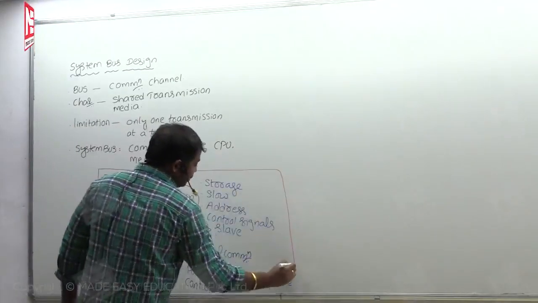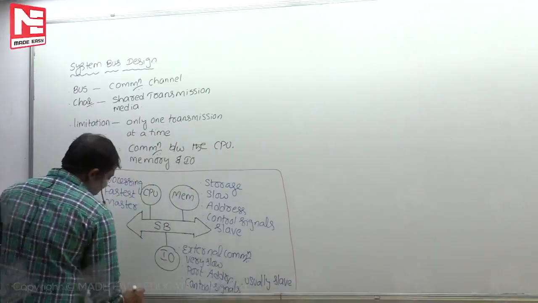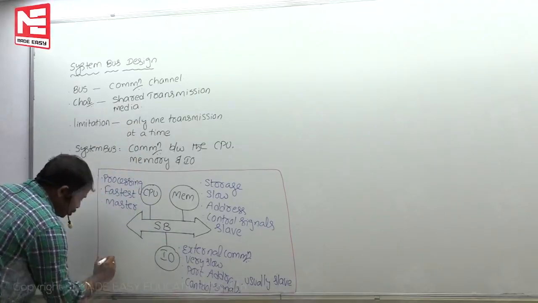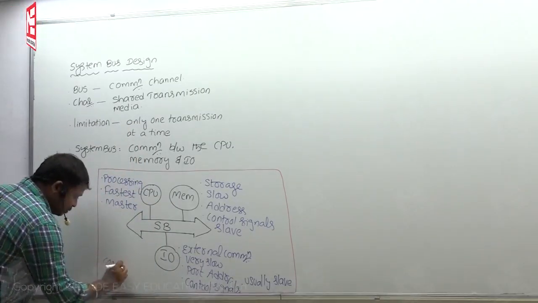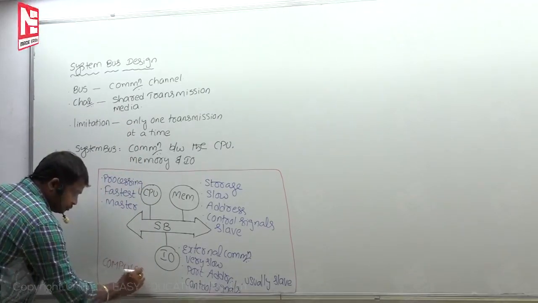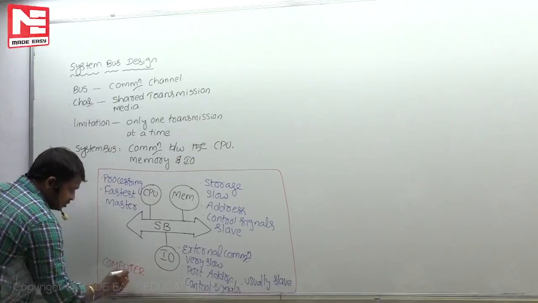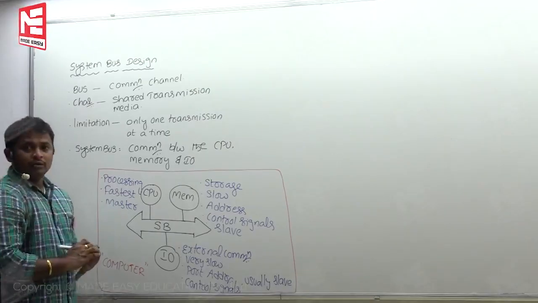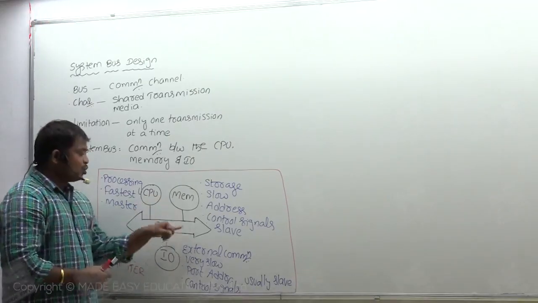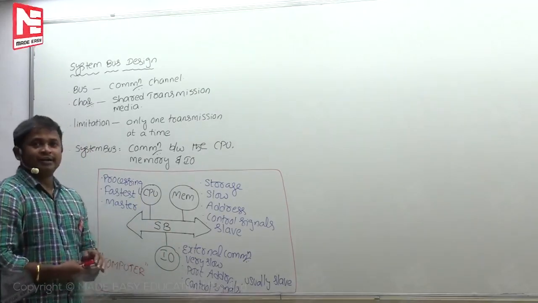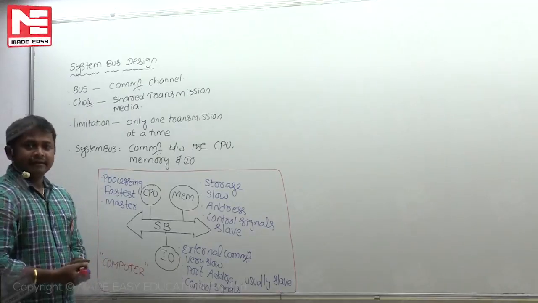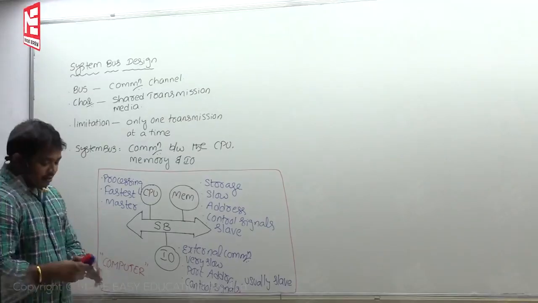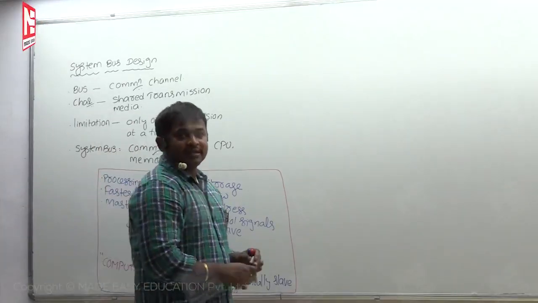So the integration of CPU, memory and IO, three components into one, is called the computer. So the system bus is used as the backbone of the computer. Via the system bus, the major components of a computer communicate. Right? So this is the diagrammatic representation of a computer. Now coming to the system bus characteristics.